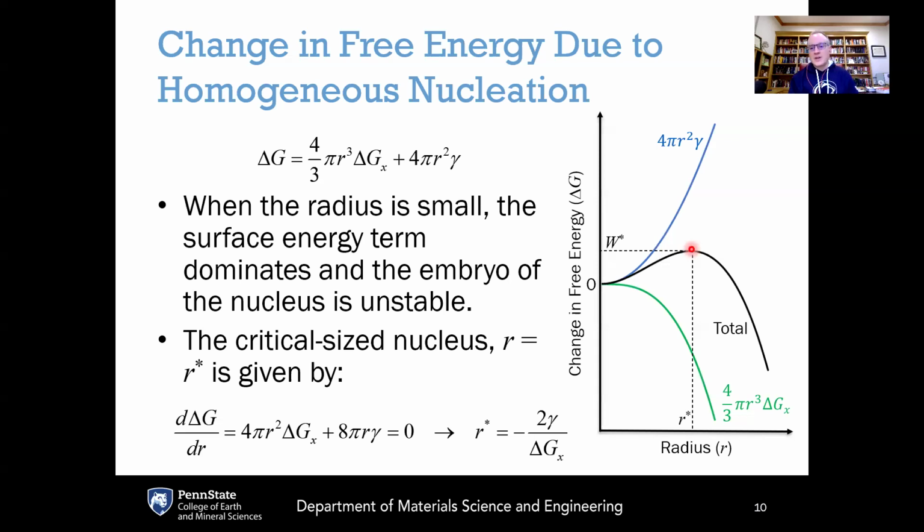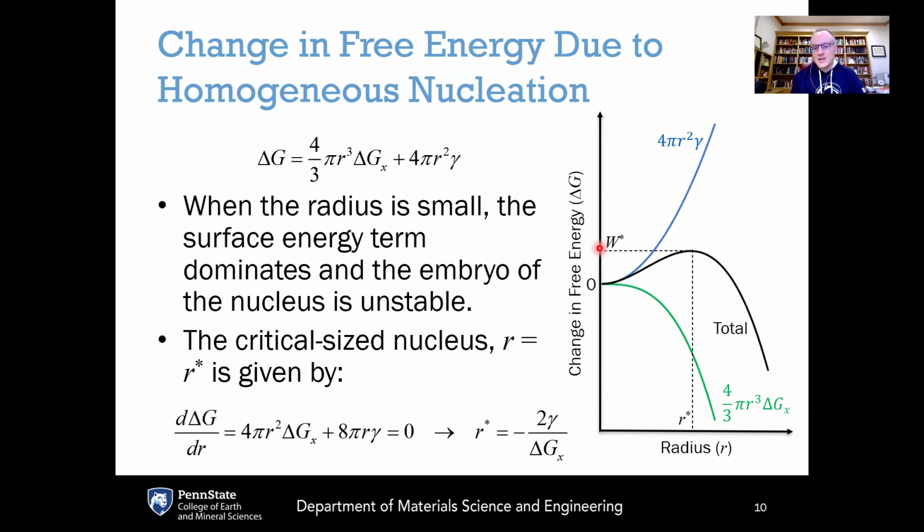And we use this value of R star to get the thermodynamic barrier for nucleation, which is the work associated with forming a nucleus of that critical size R star. In other words, if we evaluate the change of Gibbs free energy that is required to form a nucleus of that size R star, that gives us W star, the critical work that has to be overcome to form a nucleus of that size. And that is the thermodynamic barrier for nucleation.